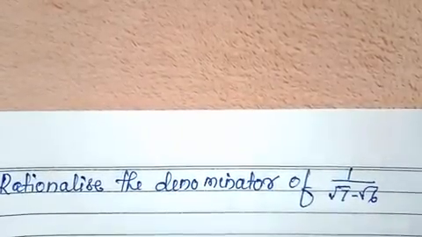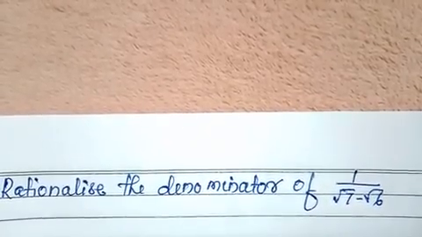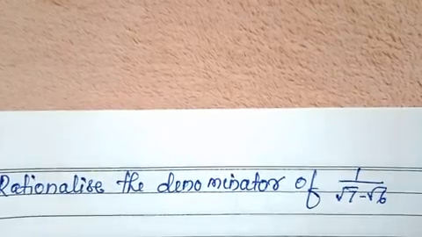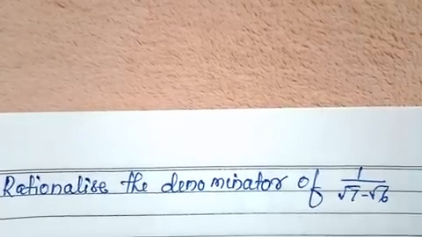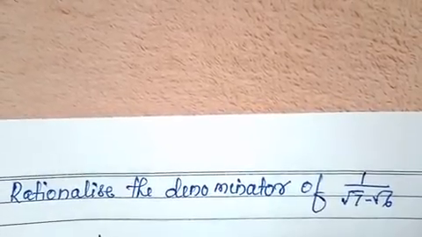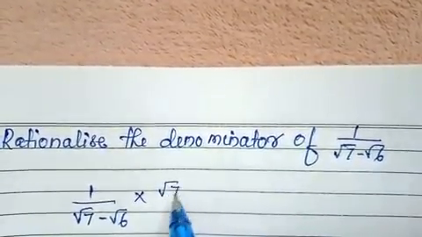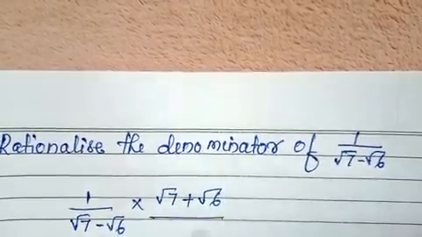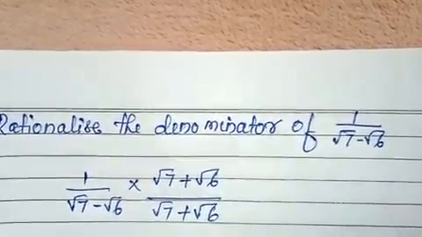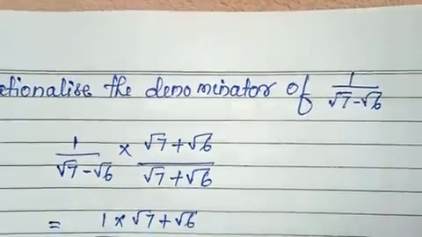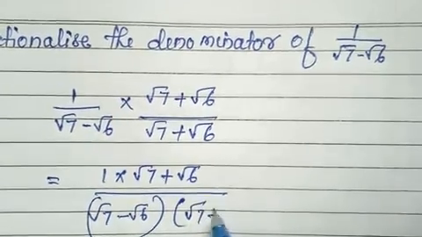Next question is: rationalize the denominator of 1 by root 7 minus root 6. Look at the denominator, that is root 7 minus root 6. So we multiply the numerator and denominator by root 7 plus root 6, that means the conjugate. Root 7 minus root 6 is in the question, so we take the conjugate, that means root 7 plus root 6. Both numerator and denominator we should multiply. So 1 into root 7 plus root 6 in the numerator, and root 7 minus root 6 into root 7 plus root 6 in the denominator.